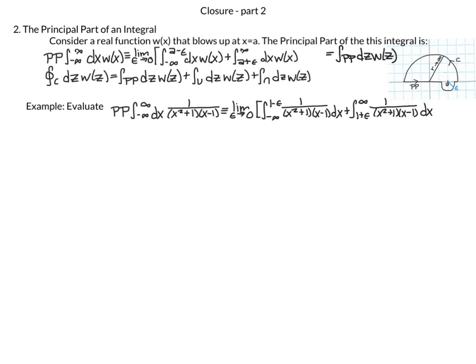The example we are going to do is evaluate the principal part of the integral of 1 over (x squared plus 1)(x minus 1). And we're given that this is the limit as epsilon approaches 0 of the integral from negative infinity to 1 minus epsilon. We're concerned about this singularity, 1 over (x squared plus 1)(x minus 1) dx, plus the integral from 1 plus epsilon to infinity of 1 over (x squared plus 1)(x minus 1) dx.